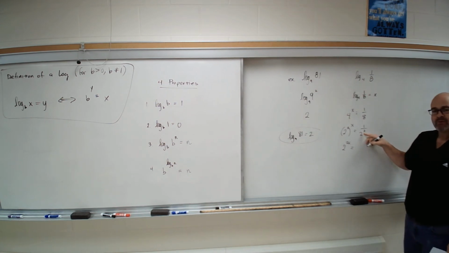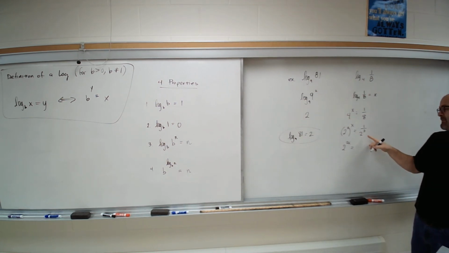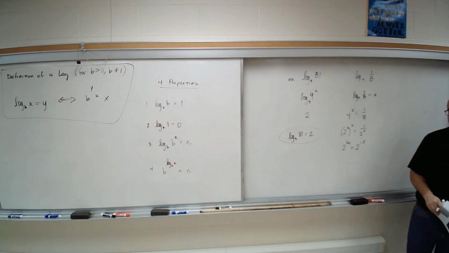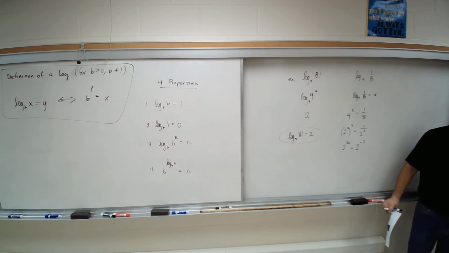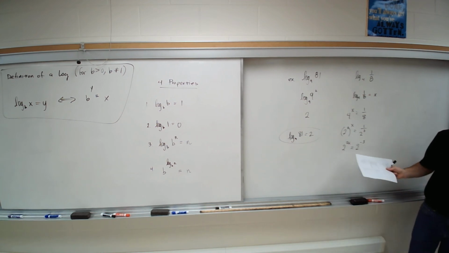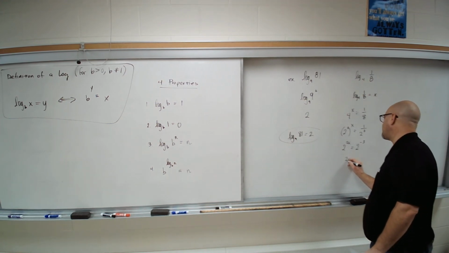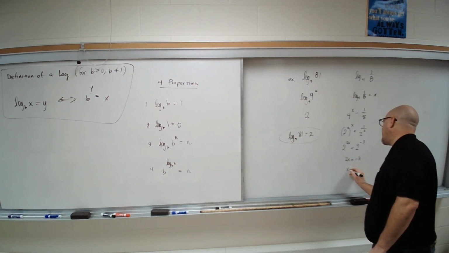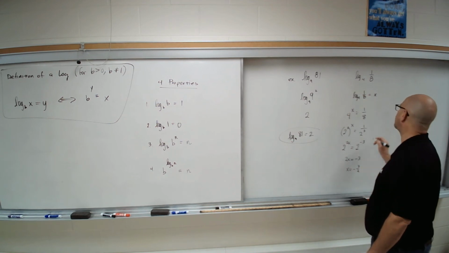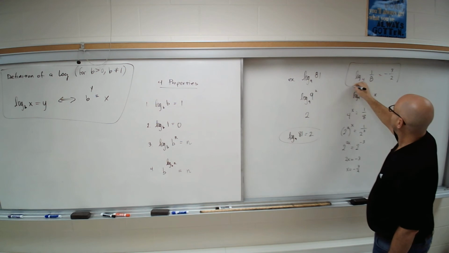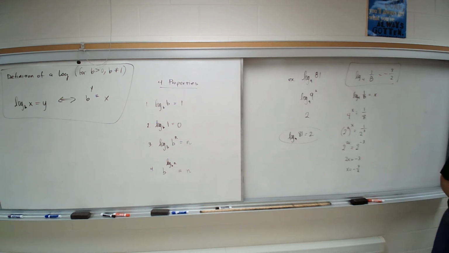Now here, if I want to move this base up into the numerator, what happens to the exponent? It's negative. So you get 2 to the 2x power equals 2 to the negative third power. Well, the exponents are equal if the bases are equal. So we get 2x equals negative 3, x equals negative 3/2. Would be our answer there.